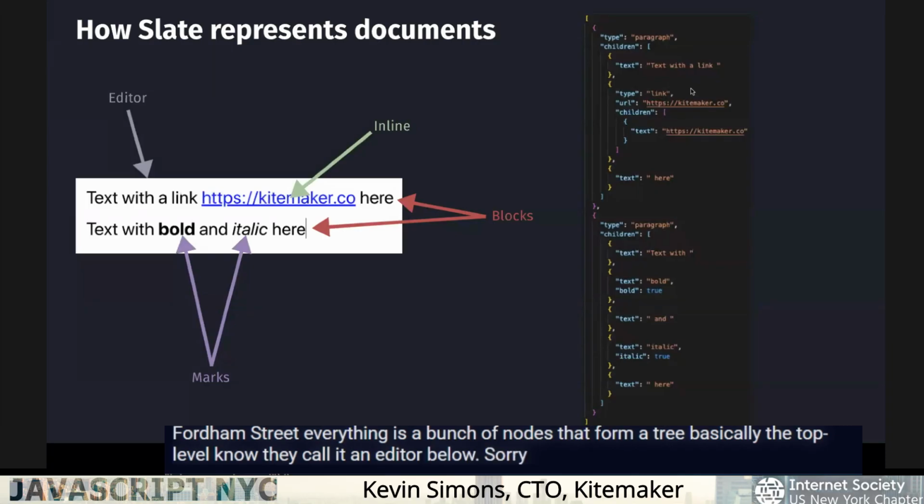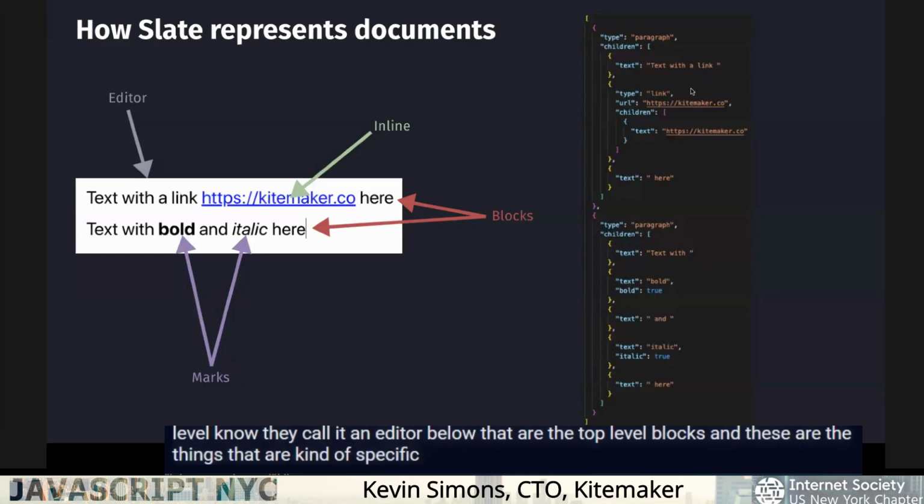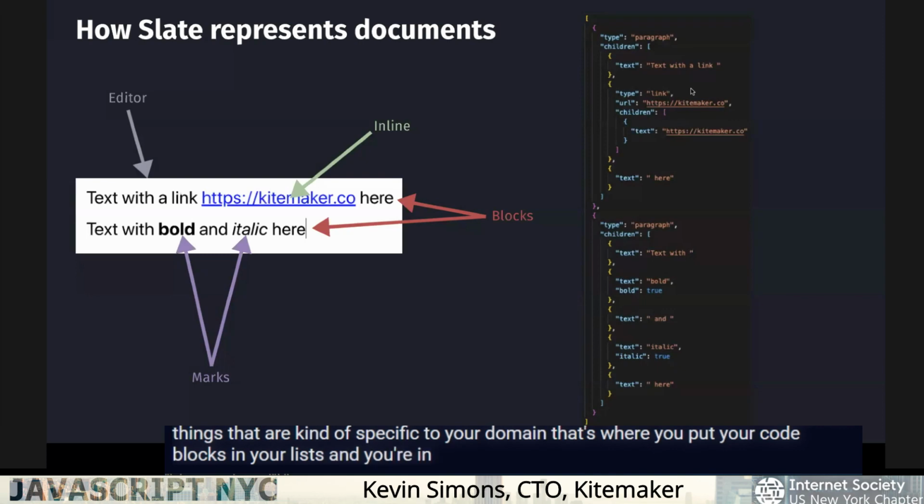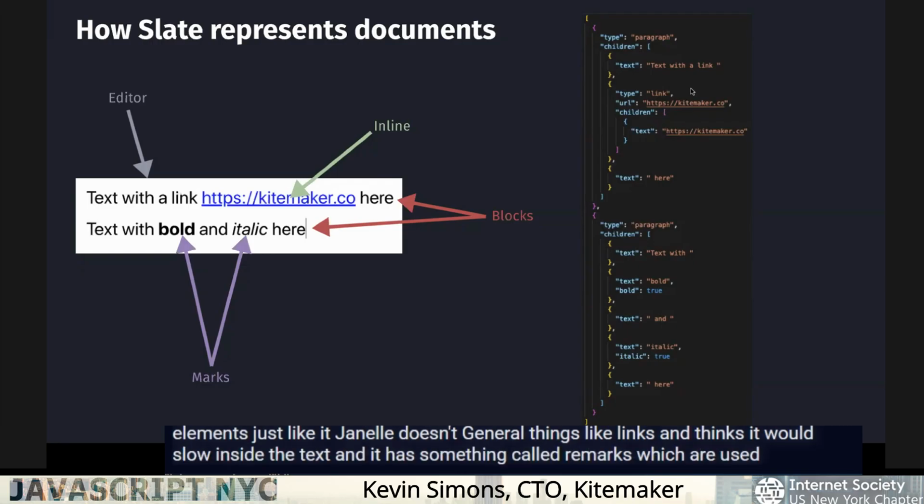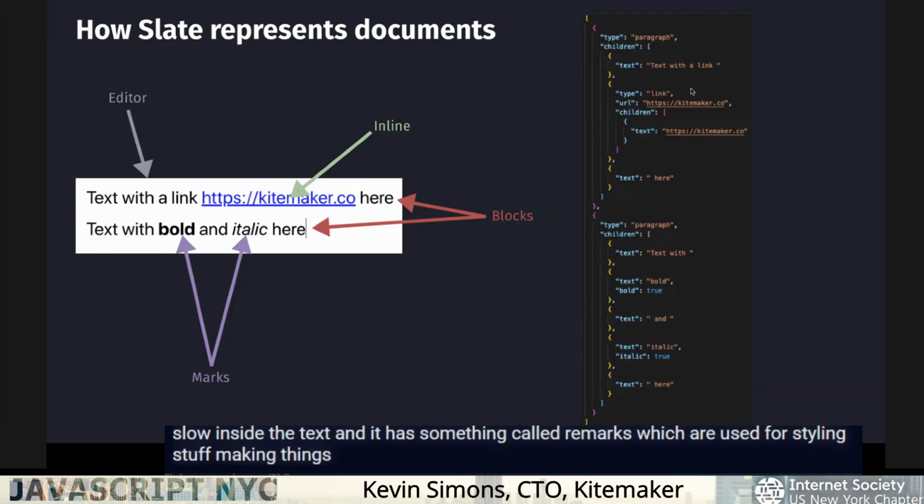Below that are these top level blocks. And these are the things that are specific to your domain. That's where you put your code blocks and your lists and your images and all of those kind of things. It has inline elements, just like HTML does in general. And that's for things like links and things that should flow inside the text. And it has something it calls marks, which are used for styling stuff, making things bold and making things italic.